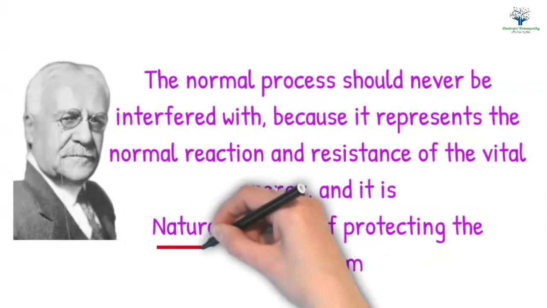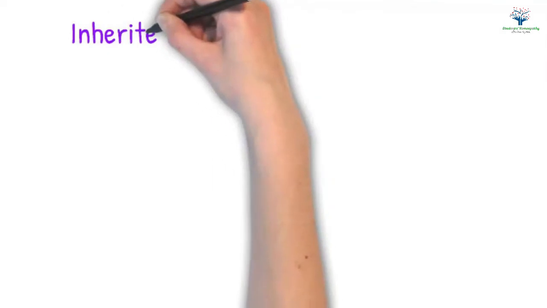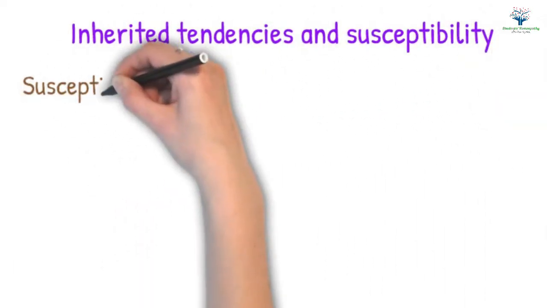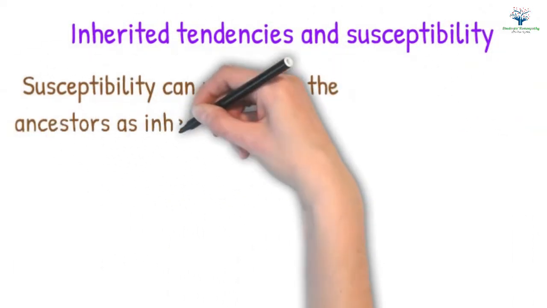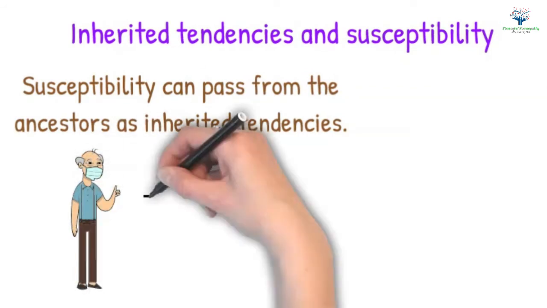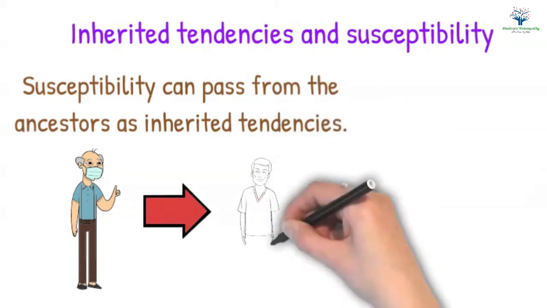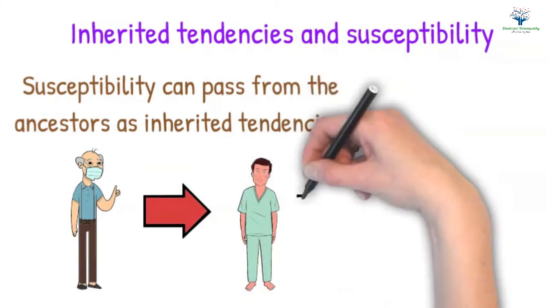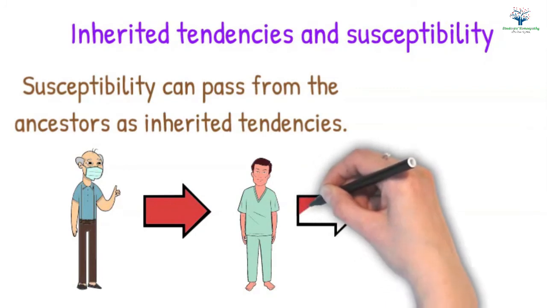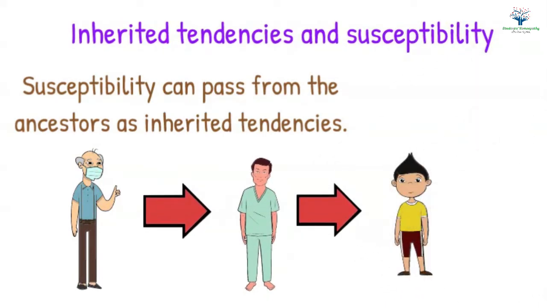So next, coming to inherited tendencies and susceptibility. Susceptibility can pass down from ancestors as inherited tendencies. Roberts says the human economy has inherited many tendencies from the accumulations of its ancestral heritage. This comes as diseases in childhood. When the susceptibility of this particular state has once been satisfied by an expression of the similar condition, no more reaction develops to a similar infection.